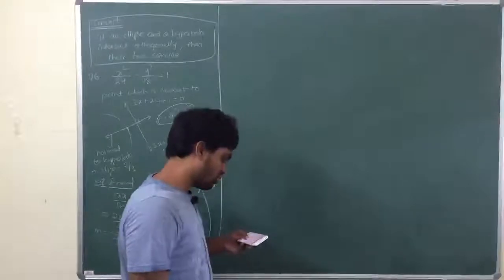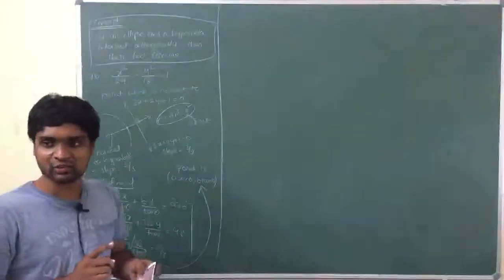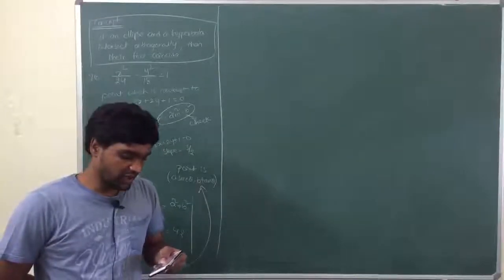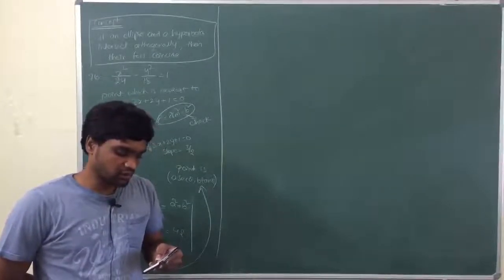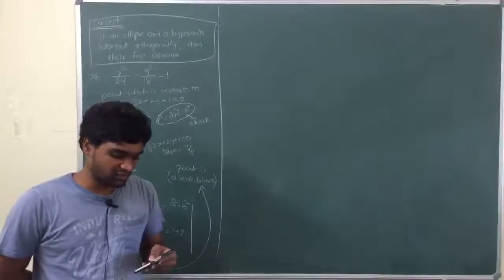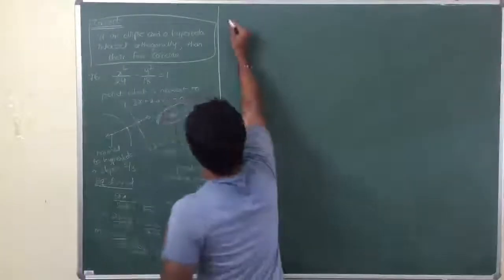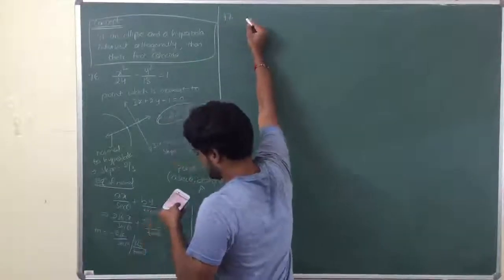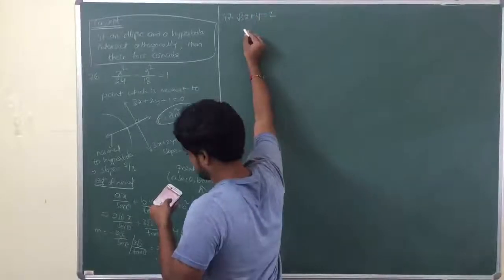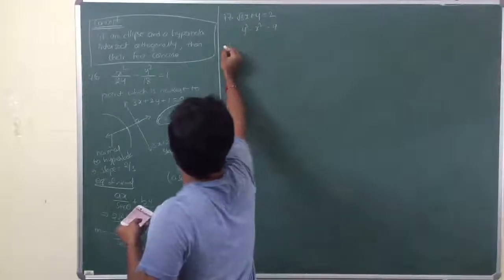Angle between the lines joining the origin to the points of intersection of the line and the curve. Remember? This is a homogenization question, right? See question number 77. Angle between the lines joining the origin to the points of intersection of the line and the curve y square minus x square is equal to 4. Okay, homogenization or we can also do it directly. 77: √3x plus y is equal to 2 and the curve y square minus x square is equal to 4.